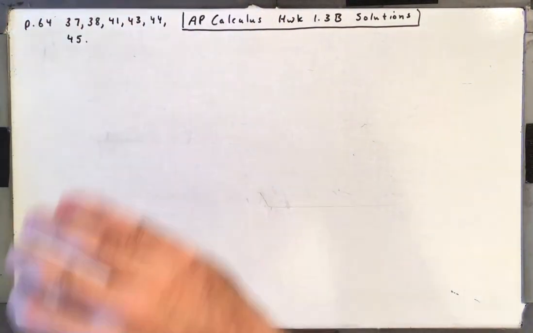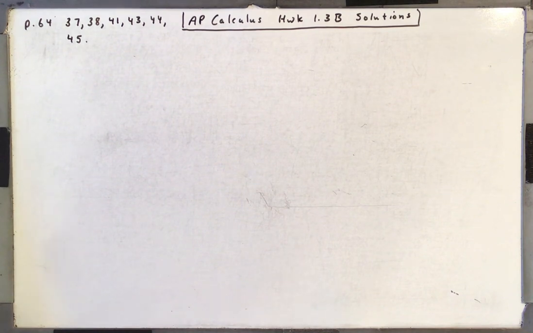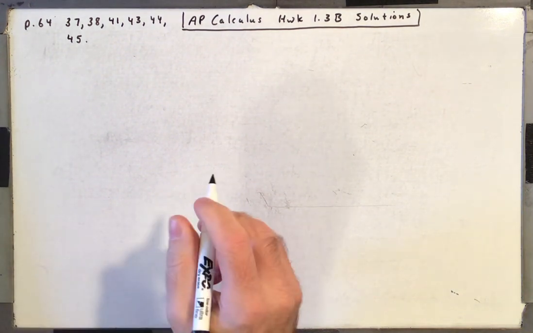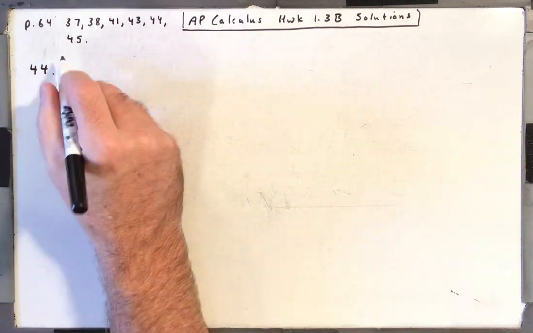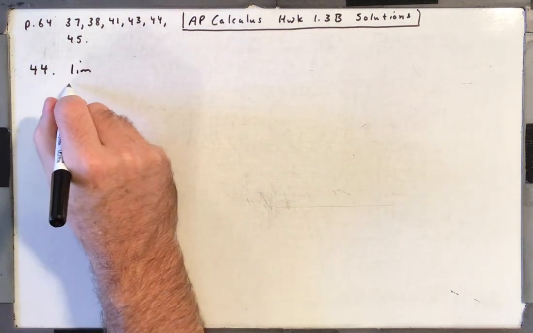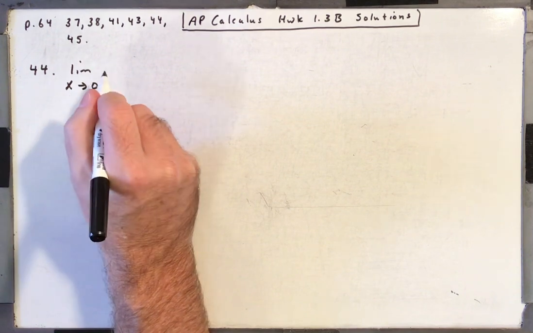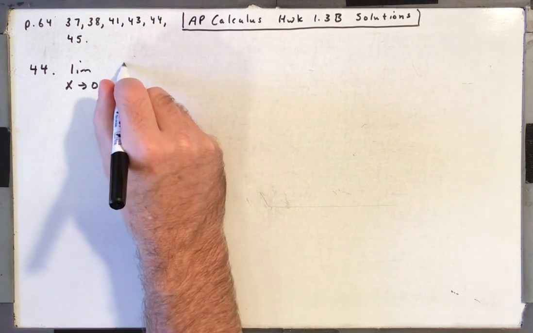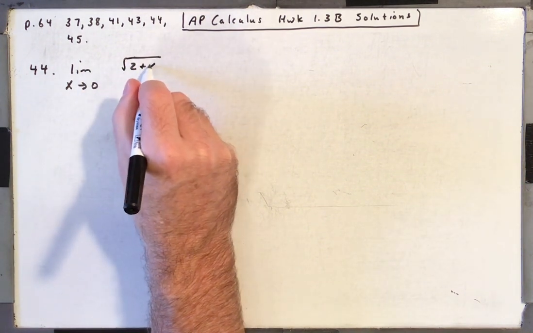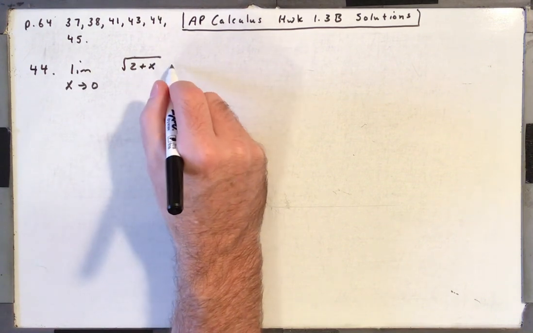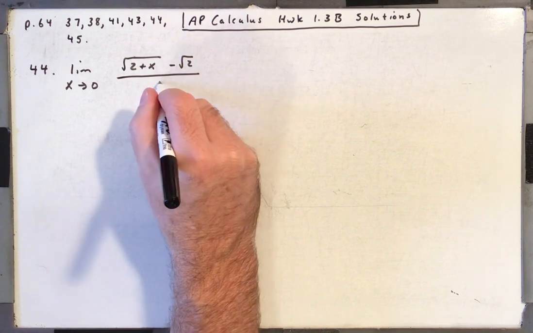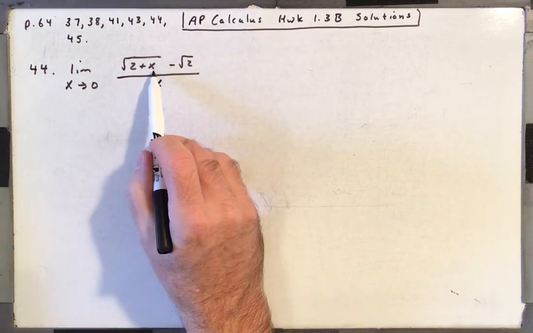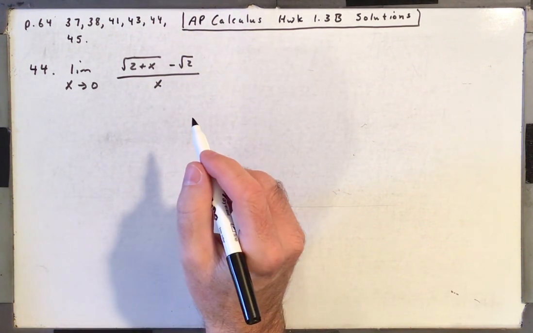Two more to go. They've got radicals in them, so we might be doing a little bit of rationalization on these two. So number 44, we want the limit as x approaches 0 of the square root of 2 plus x minus the square root of 2 over x. So if you plug in 0, you're going to get 0 over 0.